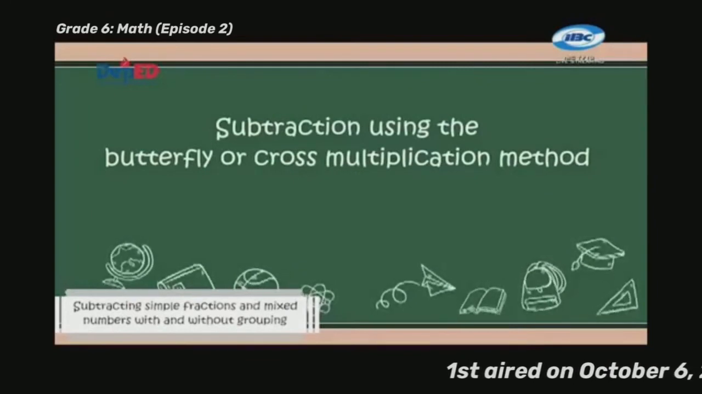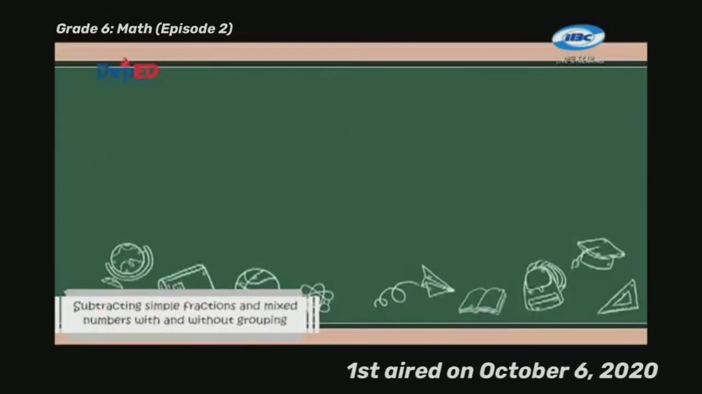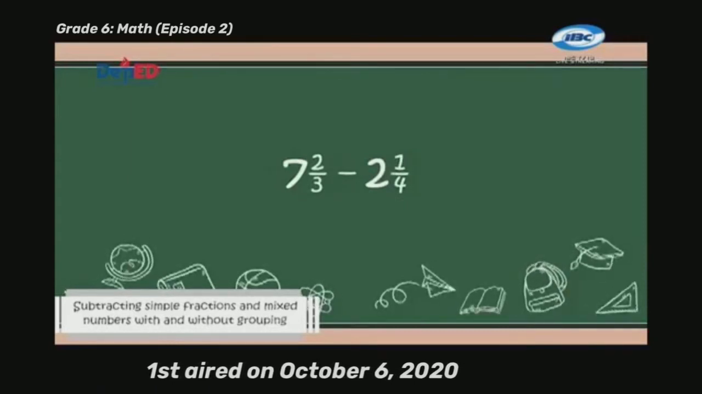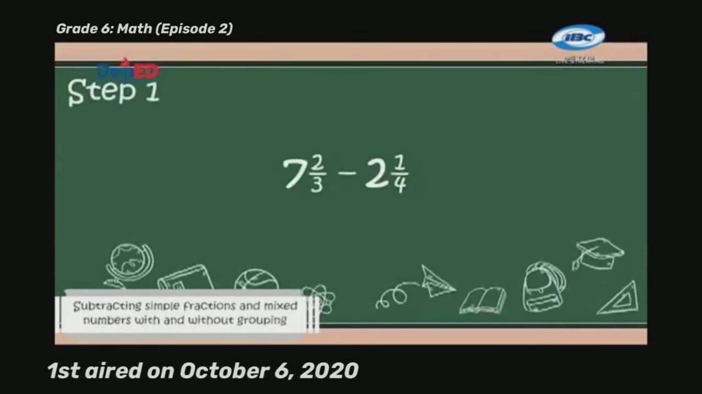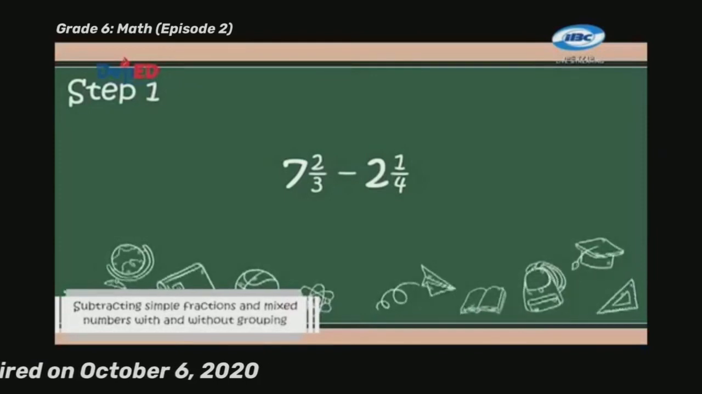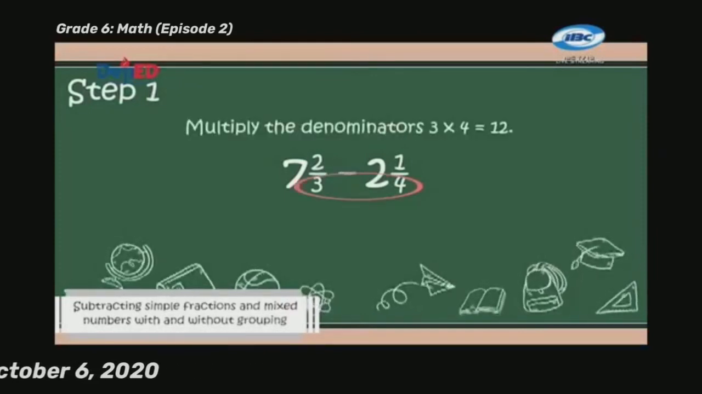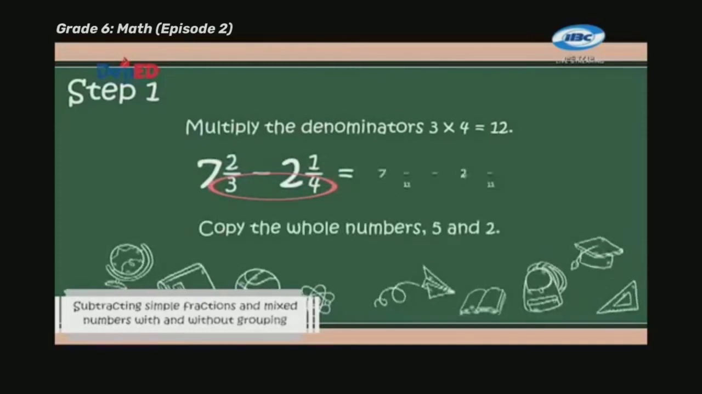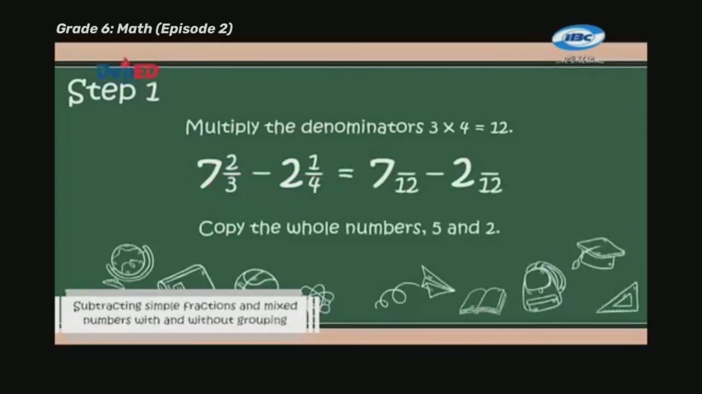Subtract 2 and 1/4 from 7 and 2/3 using the butterfly or cross multiplication method. Step 1. 7 and 2/3 minus 2 and 1/4. Multiply the denominators. 3 times 4 equals 12. 12 is the common denominator. Copy the whole numbers, 7 and 2.